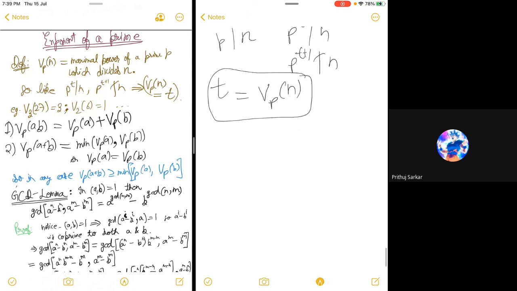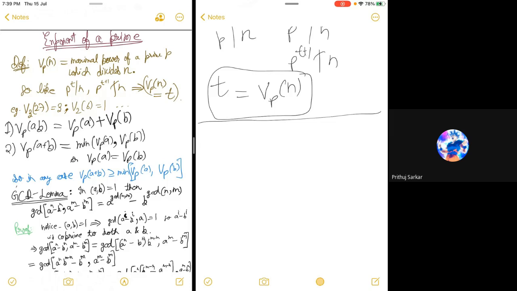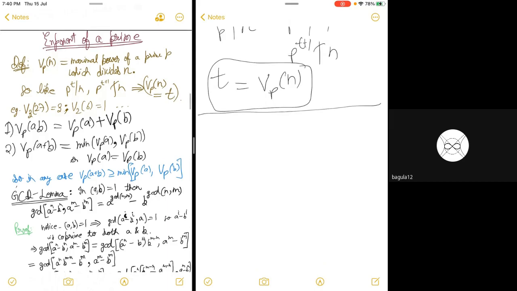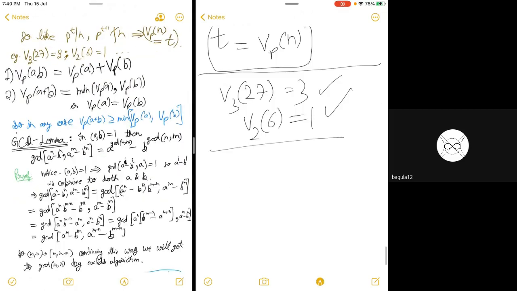So is that definition clear? Yeah, very clear. Okay. Just to check, everybody understands this, right? V3 of 27 is 3, because it is very important that the definition sinks in. So these should be obvious.